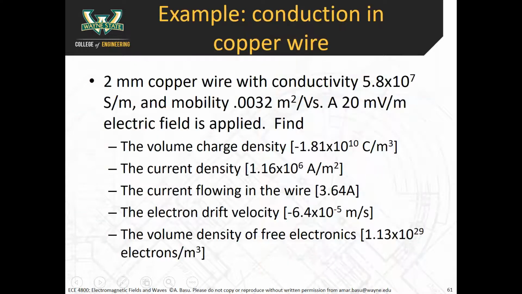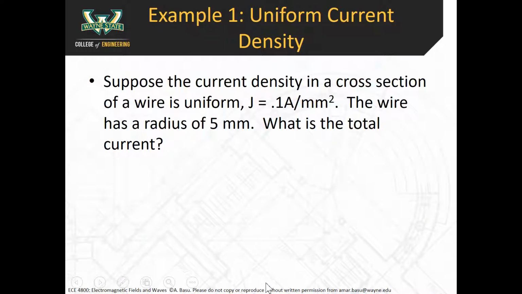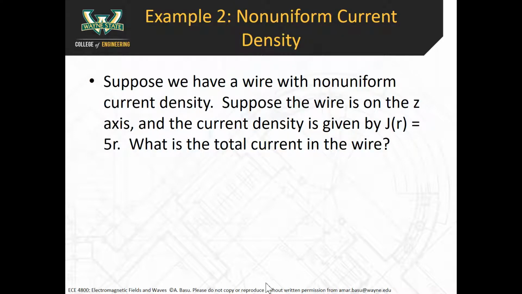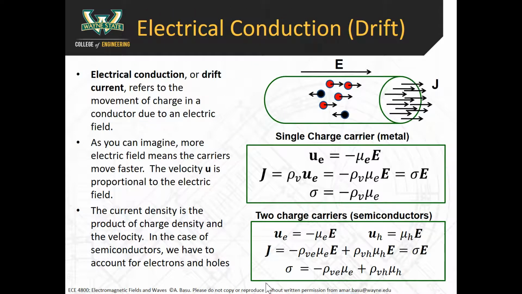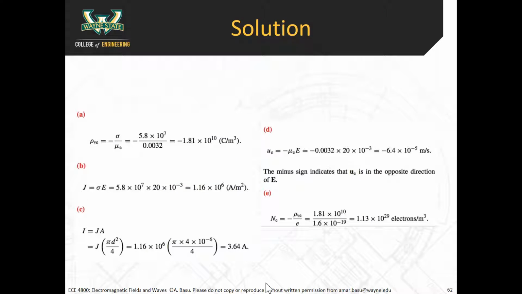Next question is what's the total current flowing through the wire? So whenever you have questions like that, you have to ask yourself, is this a problem where you have uniform current density or non-uniform current density? Because remember, we had different approaches depending on which problem we had to solve. In the case of uniform current density, the current is just equal to the current density times the area. All right, so that's pretty straightforward.